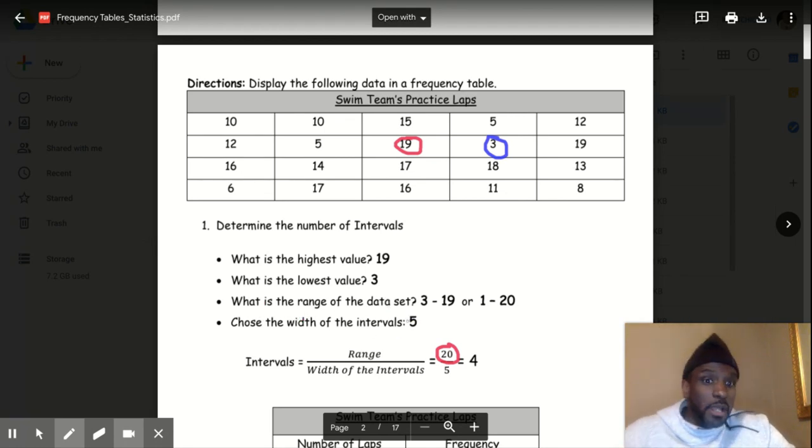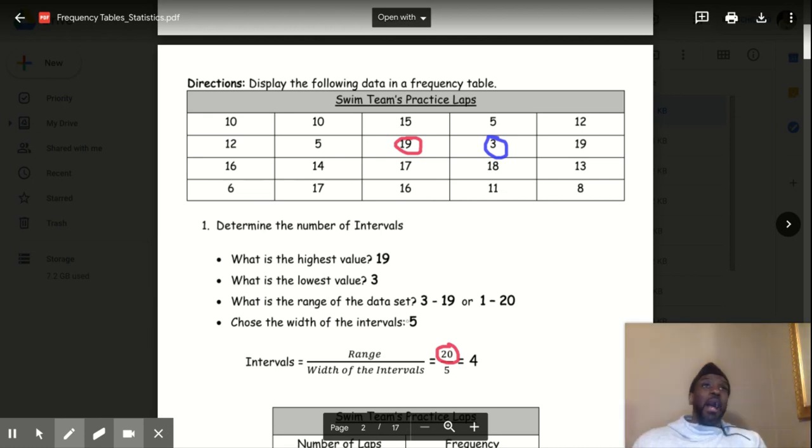Now, if you say, Mr. Hunt, I want my intervals to go in 2, so you would say, I'm doing 1 to 2, 3 to 4, 5 to 6, 7 to 8, 9 to 10. And that's a lot of intervals you're going to have. Me, I don't want that many intervals.